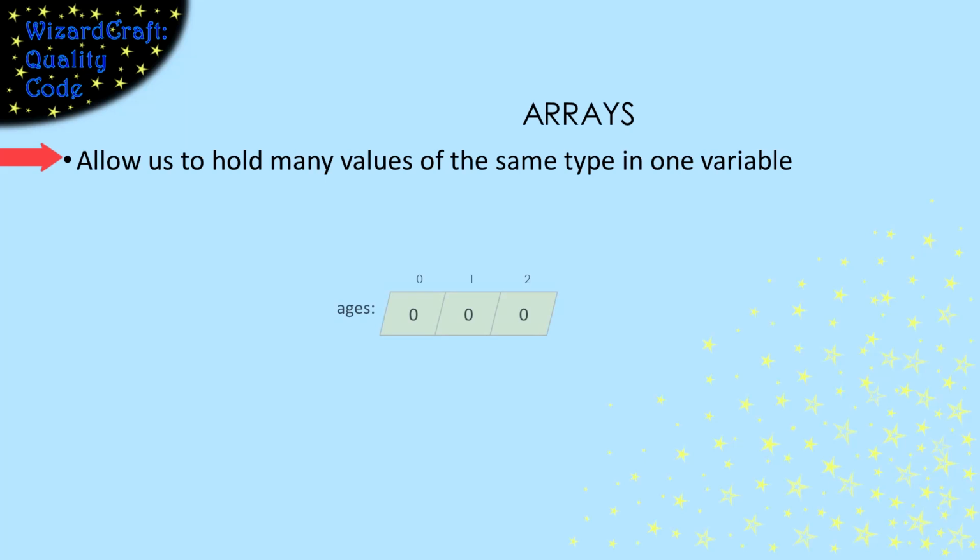For our age example, we'd want an array to hold the ages. If we only had 3 people, this is how we'd declare the array. Just add how many spaces you want in the square brackets. That will cause the compiler to allocate 3 positions for that one variable.